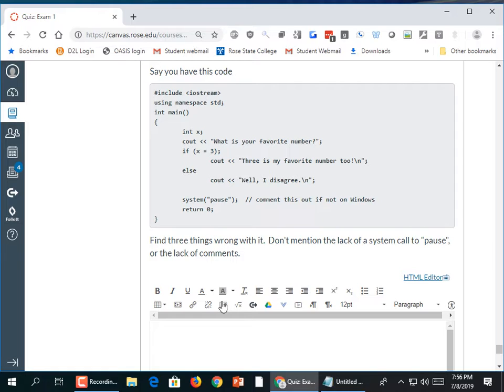Find 3 things wrong with this. Everybody found at least 2 things wrong, except for the folks who didn't put any answers. Just about everybody noticed that there was no input, right? So you had to have an input. It's missing a cin, however you worded it. Some people just copied and pasted the code. What else is wrong with it?